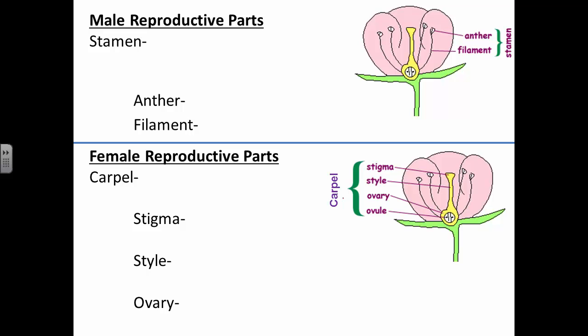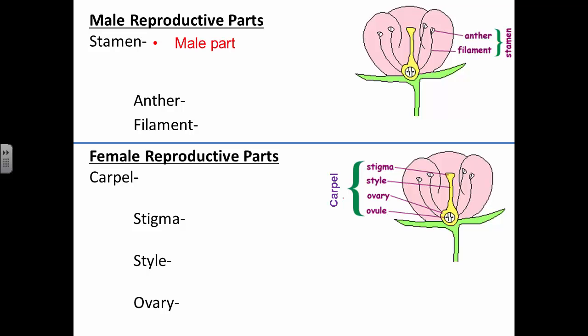All right, so let's talk about the male reproductive organs in a flower. If you ever had a bouquet of flowers or large flowers like a tulip or something, the different parts are very obvious to see. If you're looking at a smaller flower, sometimes they're not so obvious. But if you look closely, you'll see these parts.